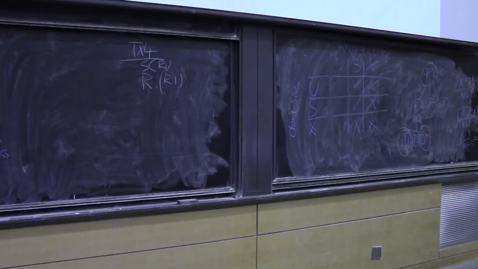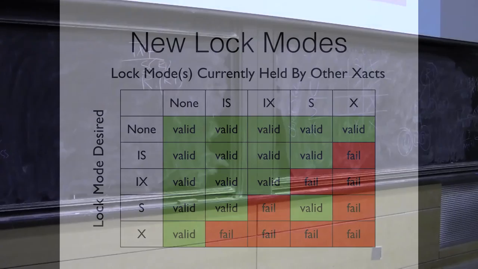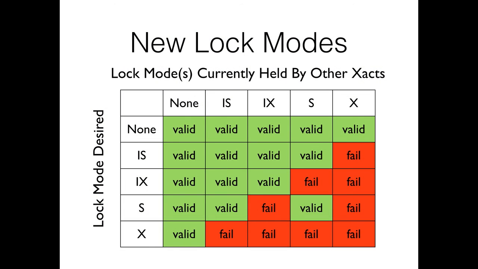So we can generalize that picture a little bit, and come up with kind of this big graph of what locks we want versus what locks the other transactions have. And essentially that's it. The intent to exclude lock is not compatible with a shared lock on the object. The intent to share lock is not compatible with an exclusive lock on the object. Any questions so far? Yeah.